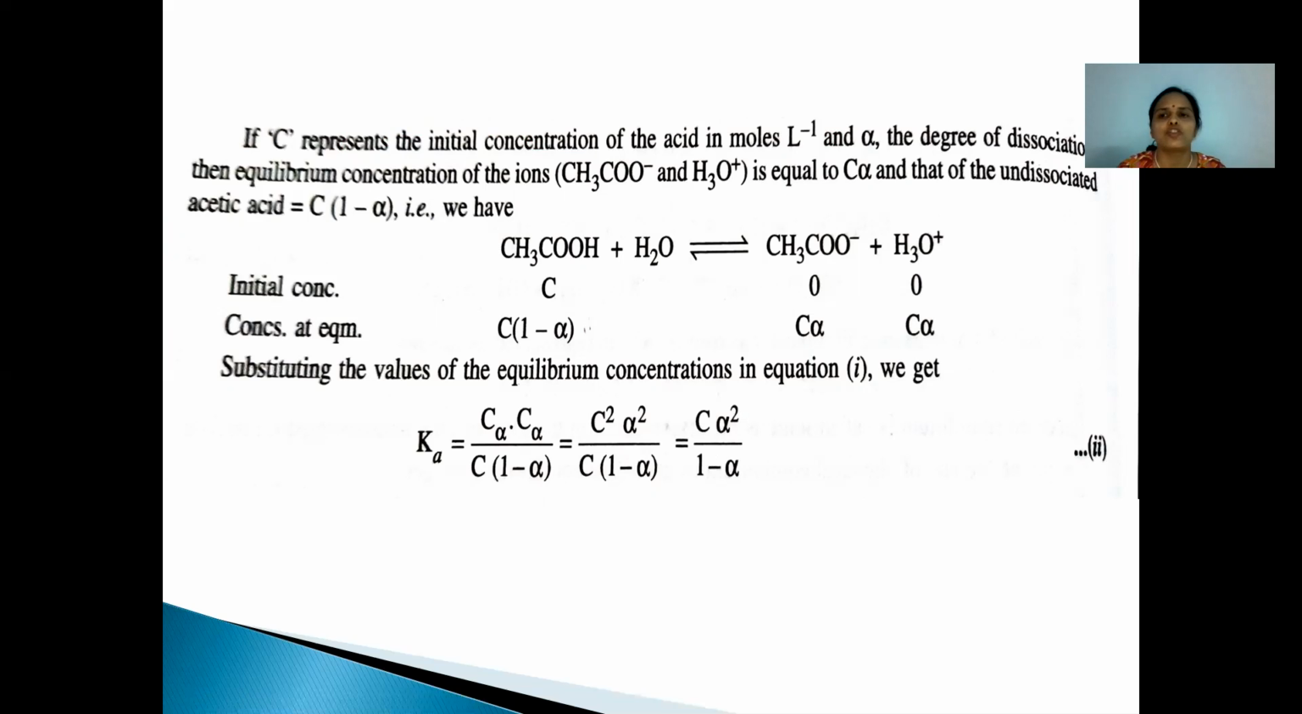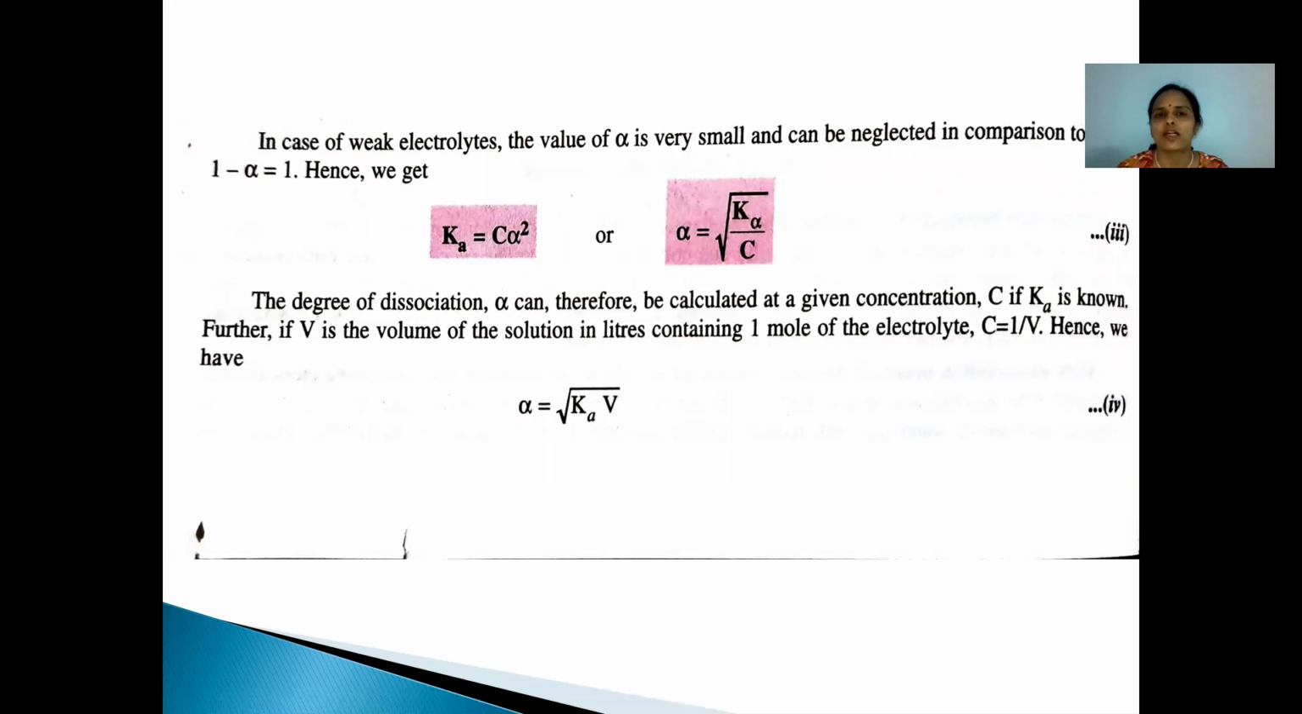So I can calculate the dissociation constant of an acid Ka by putting in this equation Ka equals C alpha into C alpha divided by C into 1 minus alpha. That is equal to C alpha square upon 1 minus alpha. That is equation 2. Now, in case of weak electrolytes, the value of alpha is very small, and so we can neglect it in comparison to 1 minus alpha. We can take the value of it as 1. Hence, Ka equals C alpha square, or alpha equals root over Ka upon C.